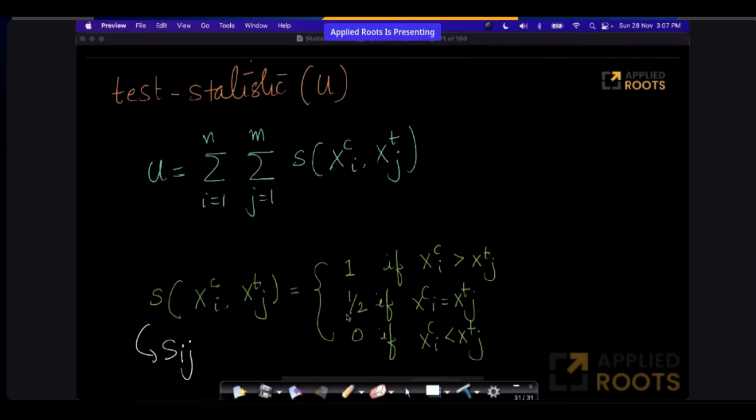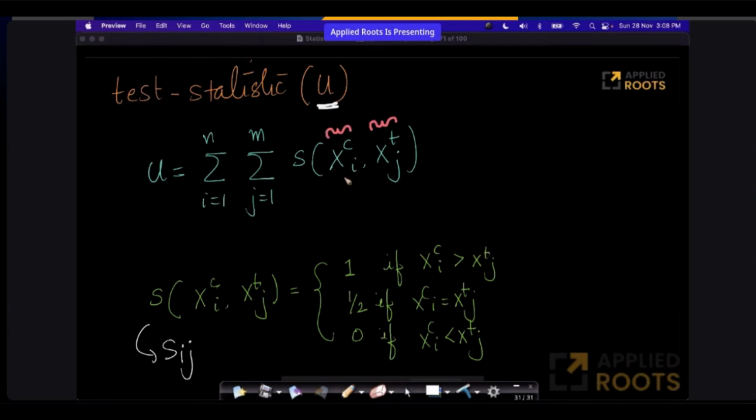Then, once you have that, we'll come to the test statistic. What is a test statistic? This is probably the most important part of Mann-Whitney-U, because once you understand this, everything will fall in place. Mann-Whitney-U says, suppose we have M observations of XT. Look at this. XT is all the observations from the treatment. XC are all the observations from control.